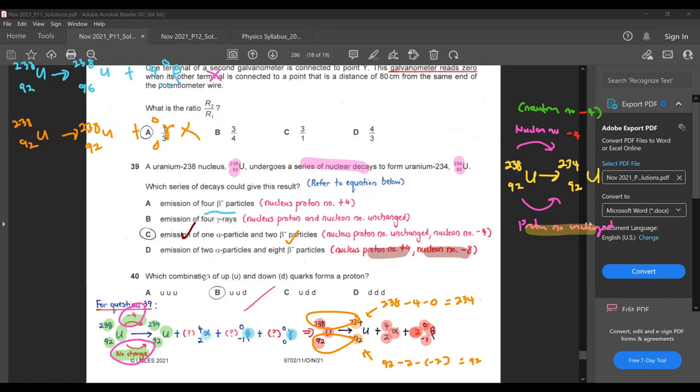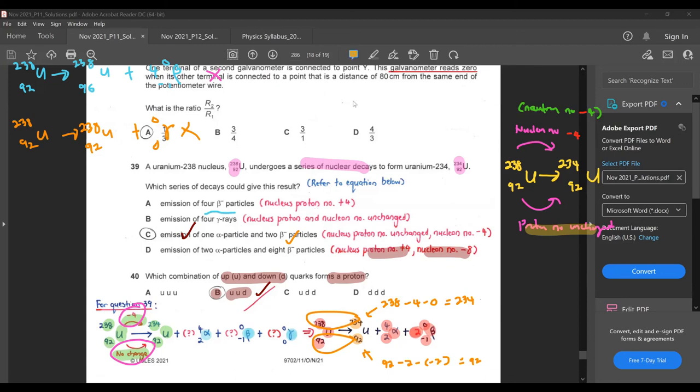Now, last one. Which combination of up and down quarks form a proton? So this one is something like a bonus question. You already know that proton is up, up, down. So answer is just B. Okay. So this one is okay.